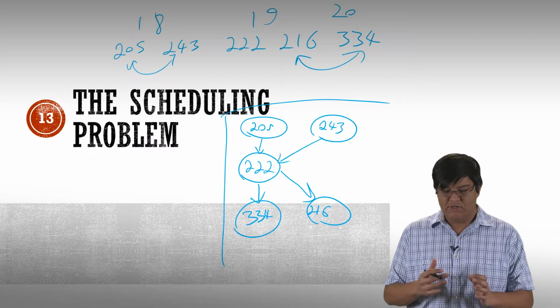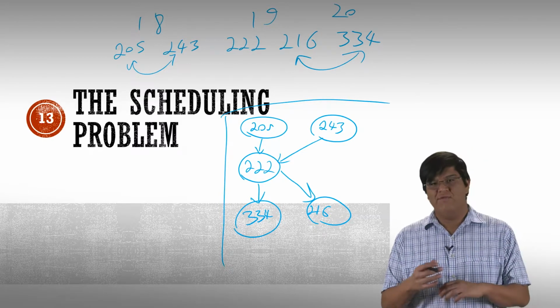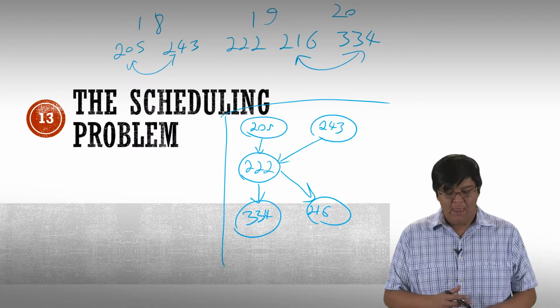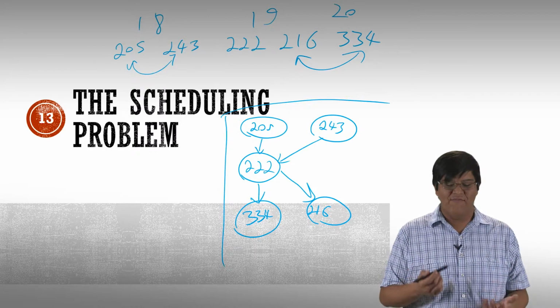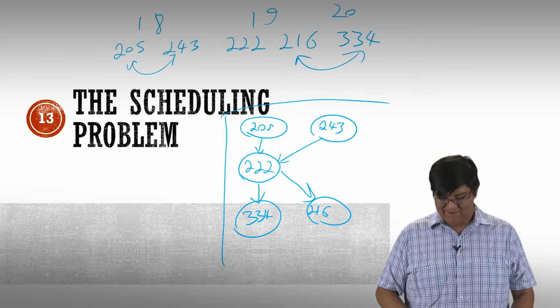You don't get stuck in a situation where it's like, oh, I can't take 334 because I don't have 222. You don't want to get stuck like that. So this is a problem you have to kind of worry about. This is basically your advisor's life. Your advisor's life is figuring out the top from the bottom.